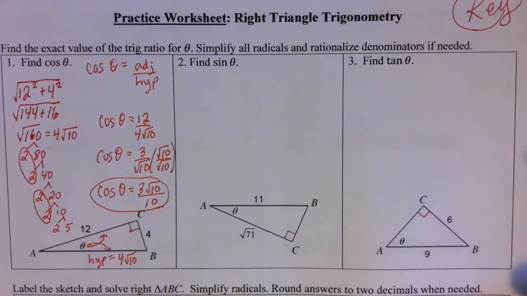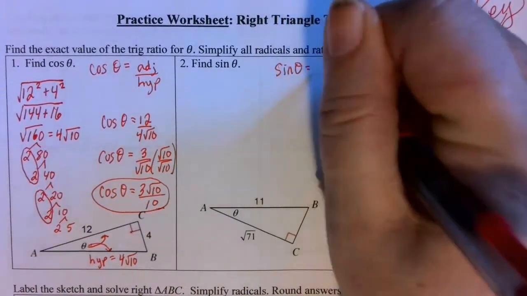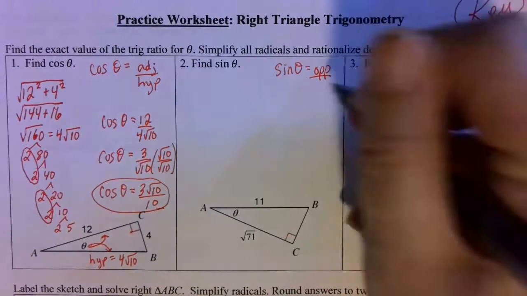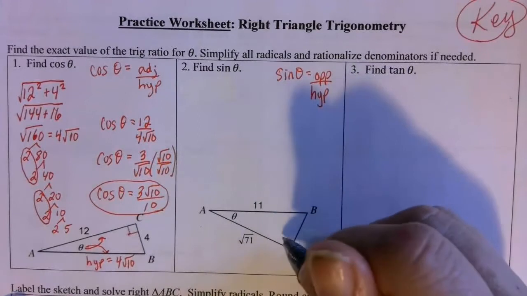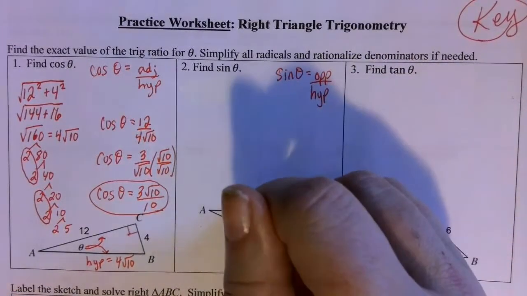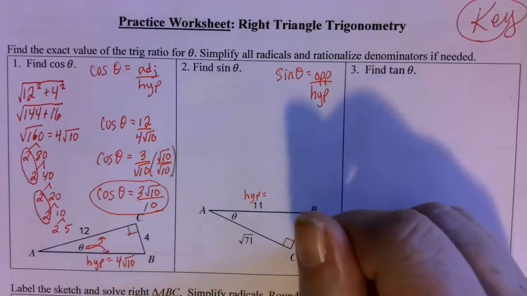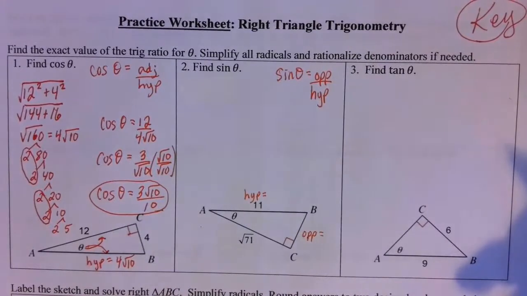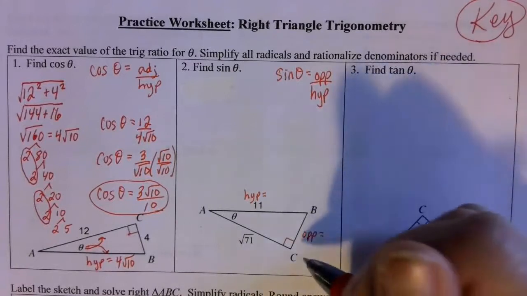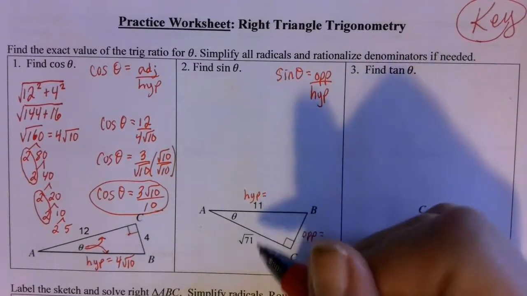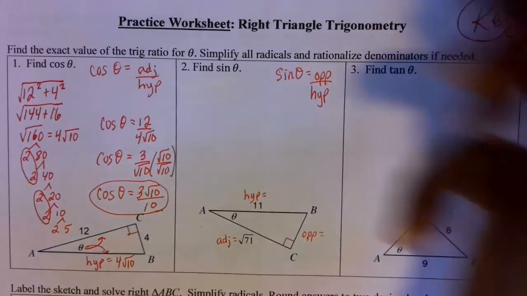And number 2, we want to find the sine of theta, and sine is the ratio of the opposite side over the hypotenuse. So looking at my sketch, the hypotenuse is opposite the right angle, so the hypotenuse is 11. And the side opposite of theta, we don't know, so we're going to need to use the Pythagorean theorem to find the opposite side. So my hypotenuse, C, is 11, B is the adjacent side, and that's square root of 71.